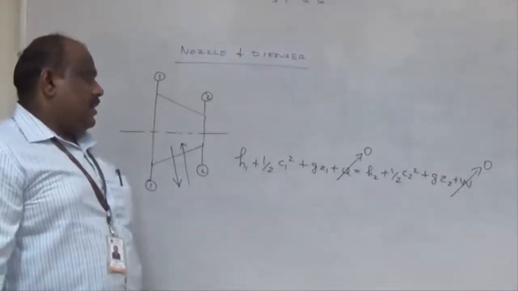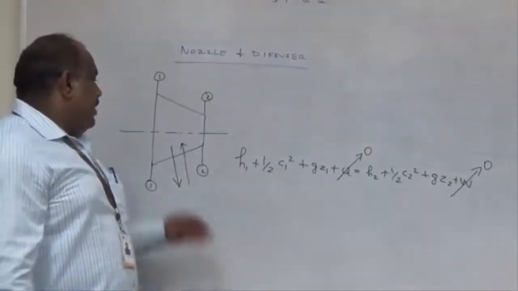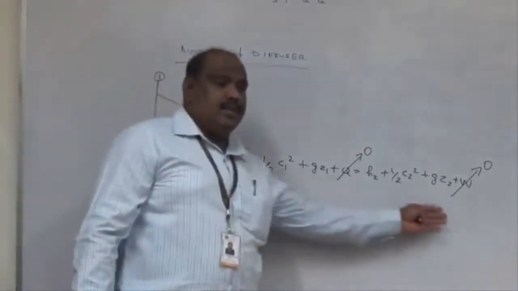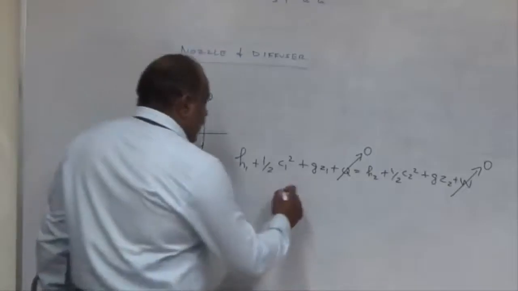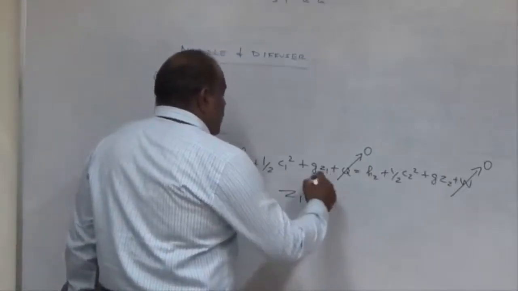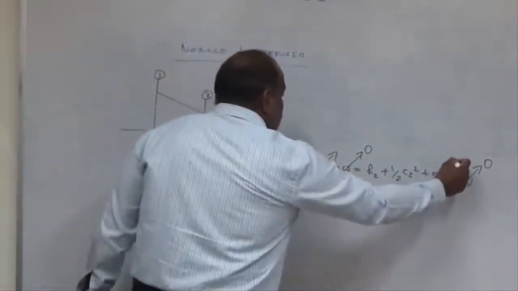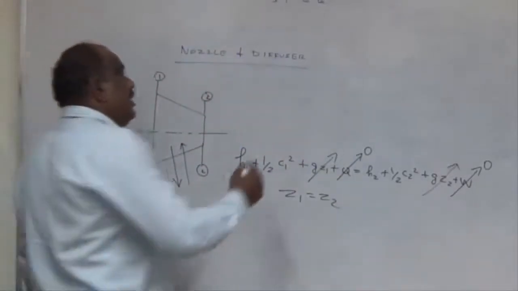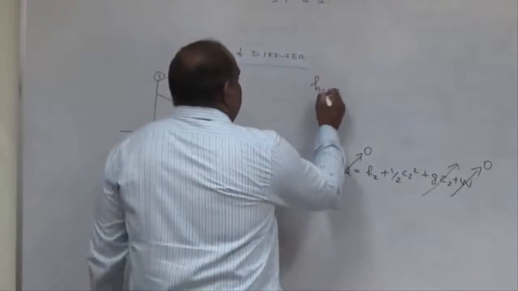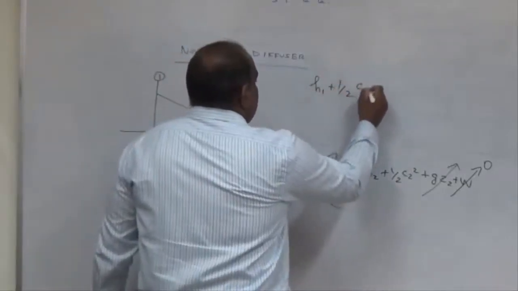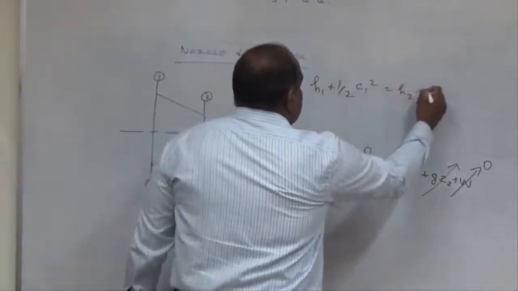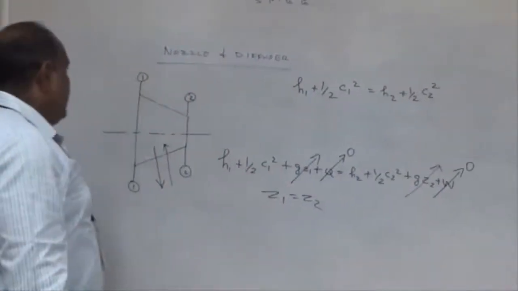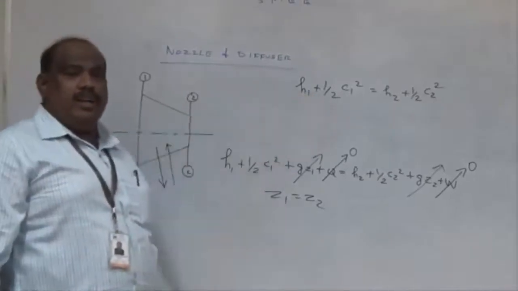Mostly the nozzle will be placed horizontally, and hence we can assume Z1 will be equal to Z2, so both will get cancelled away. So what is the final formula we will get? h1 plus half C1 squared equal to h2 plus half C2 squared. This derivation is for the nozzle.